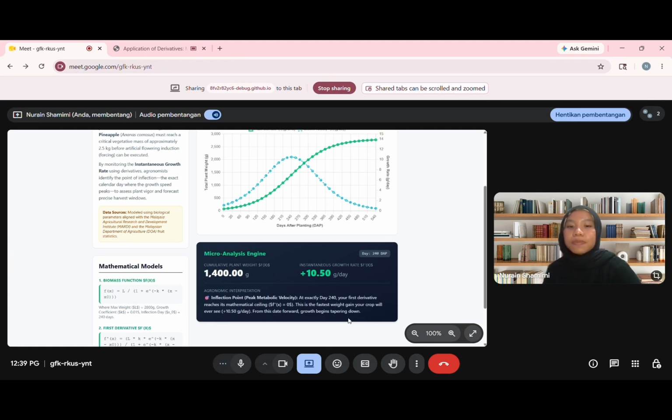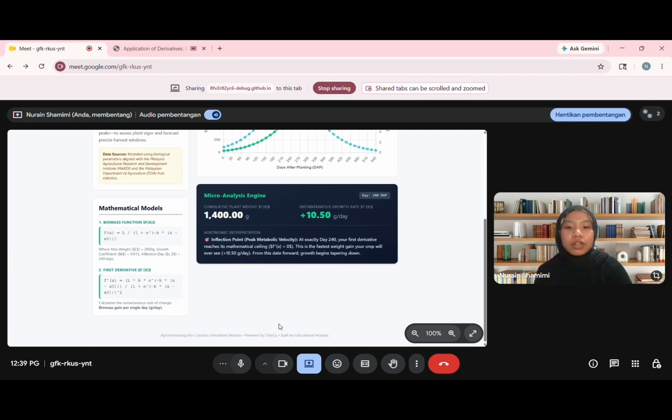The illustration displays the mathematical formulas used in the simulation. The first formula is the biomass function f(x), which models the total plant growth over time. The second formula is the derivative f'(x), which calculates the instantaneous growth rate. In calculus, the first derivative represents the rate of change. So in this project, the derivative helps calculate how fast the pineapple plant grows each day.